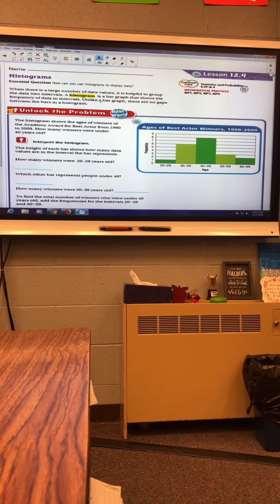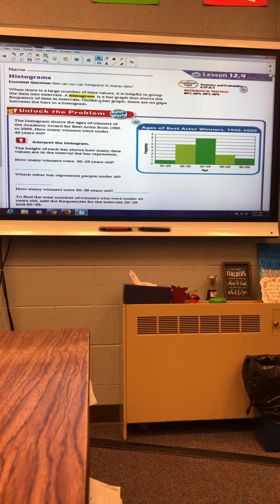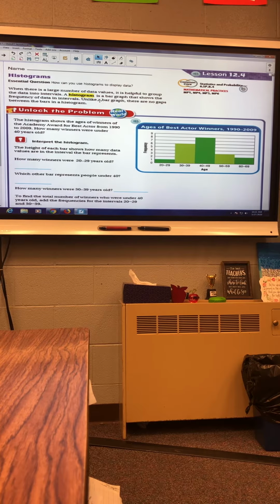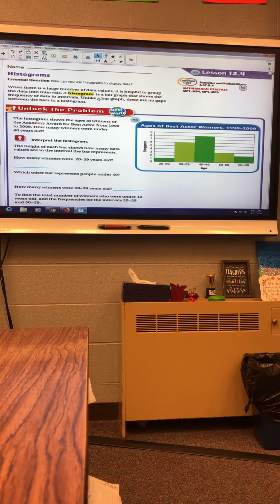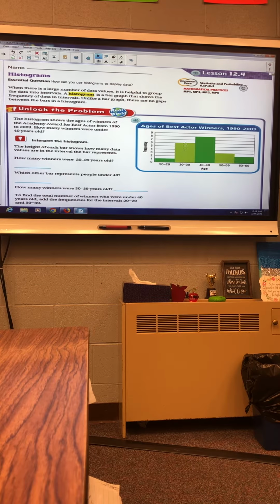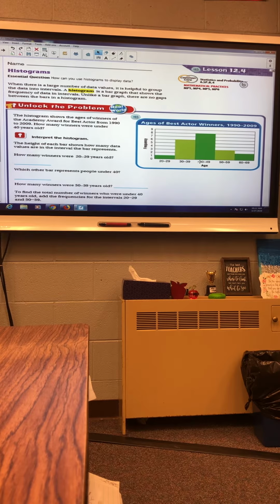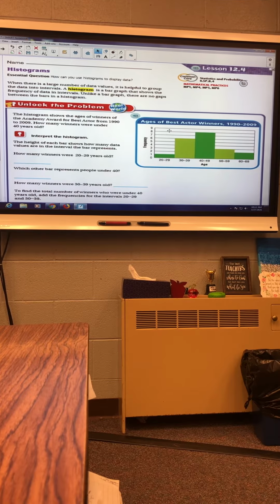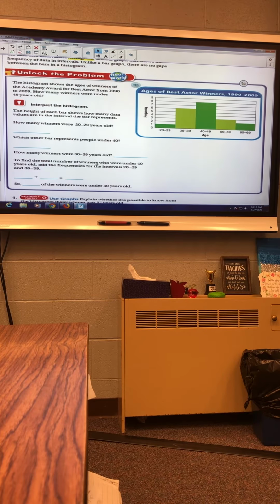So a histogram is like a bar graph. You have seen bar graphs lots, but there are 2 differences between a bar graph and a histogram. A histogram has intervals, which we just talked about. And in a histogram, the bars touch. There are no gaps in a histogram, whereas in a bar graph, there are spaces between each bar. All right, unlock the problem.